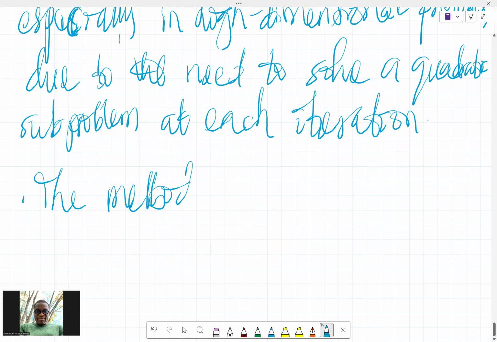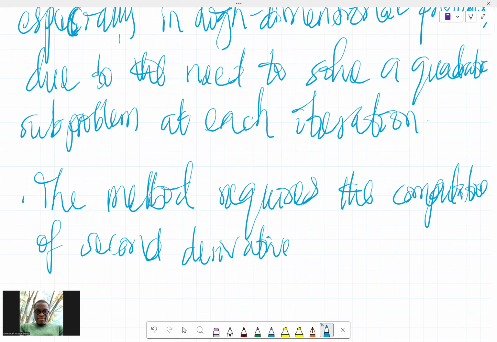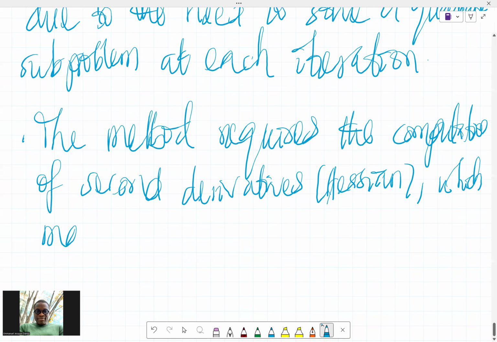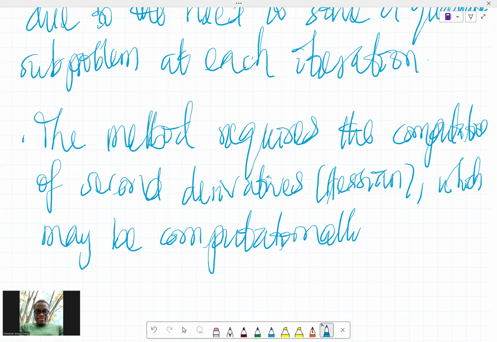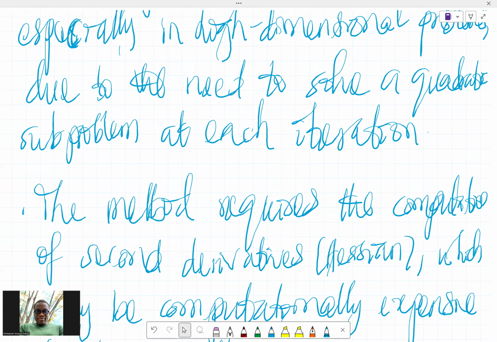Then the method requires the computation of second derivatives. I think we came across something like this under Newton's method. The computation of second derivatives, which is the Hessian. That is where we got the matrix from. That's the Hessian, which may be computationally expensive for large problems.